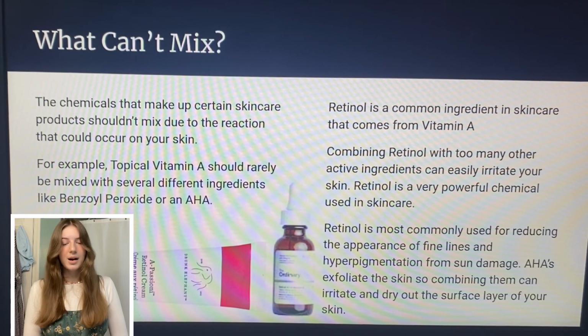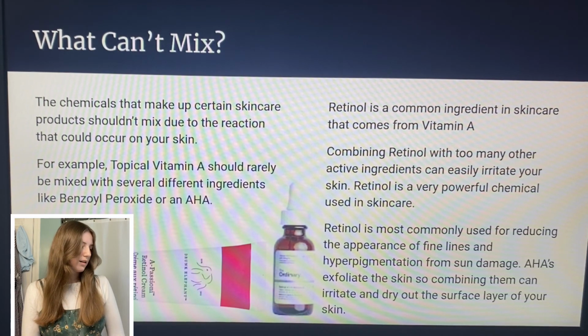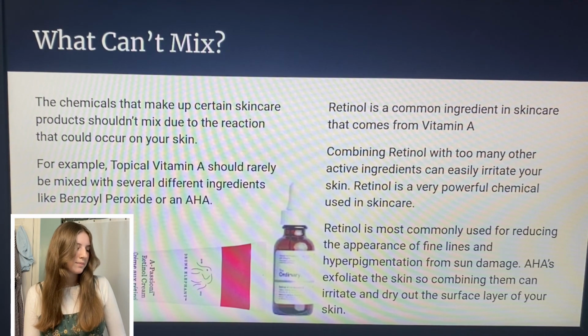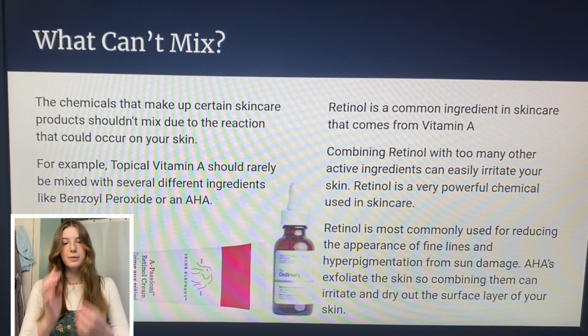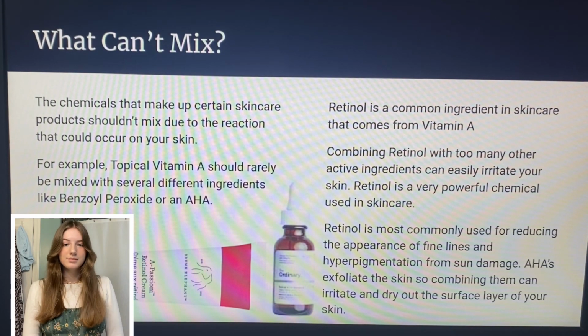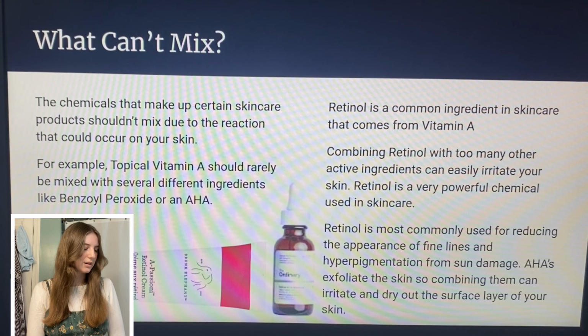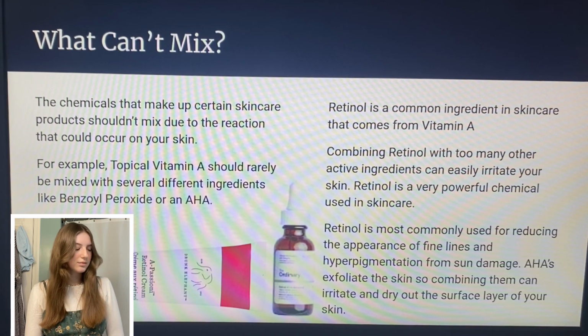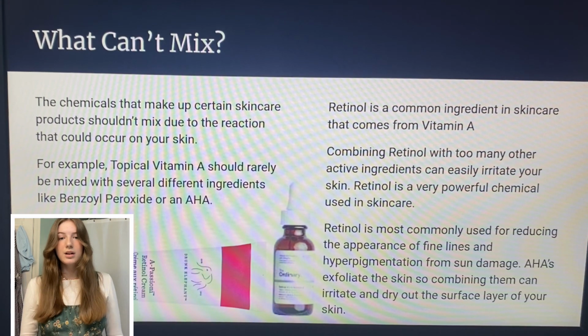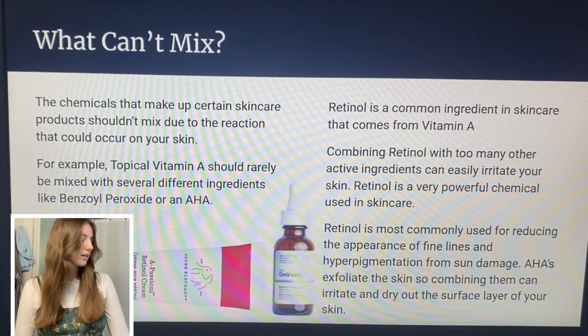Retinol is a very common derivative of vitamin A. Combining it with too many other active ingredients, it'll irritate your skin. It is a very powerful chemical. It is effective, but if you have sensitive skin, it's maybe not the best option for you. It reduces the appearance of fine lines and hyperpigmentation from sun damage. And then AHAs, that's a very common product, and it exfoliates your skin, so mixing them together could just really cause a lot of irritation.